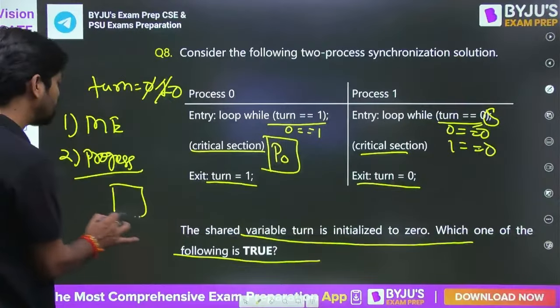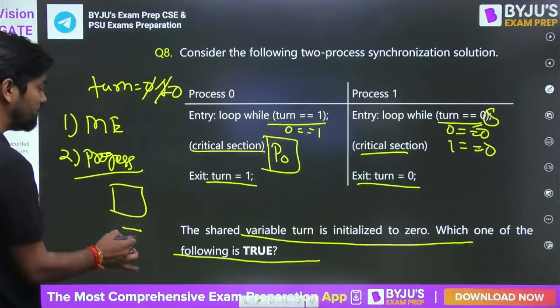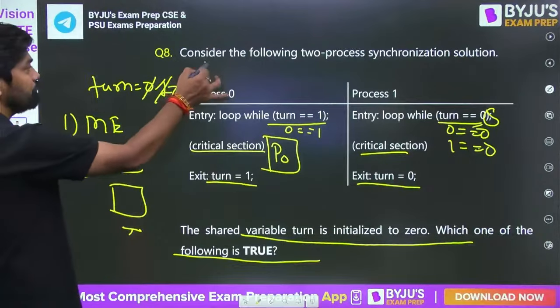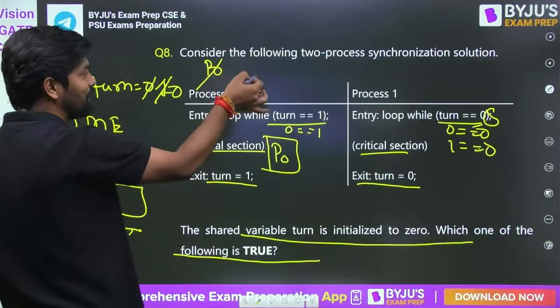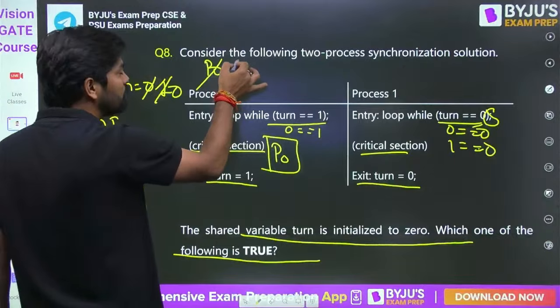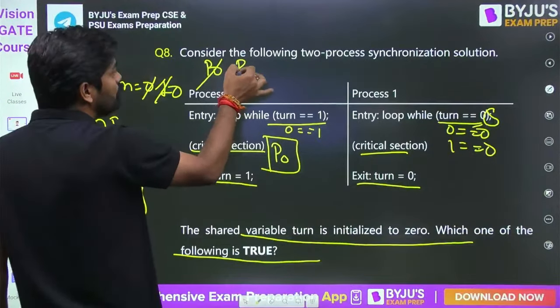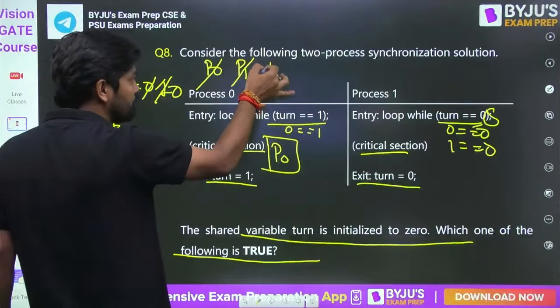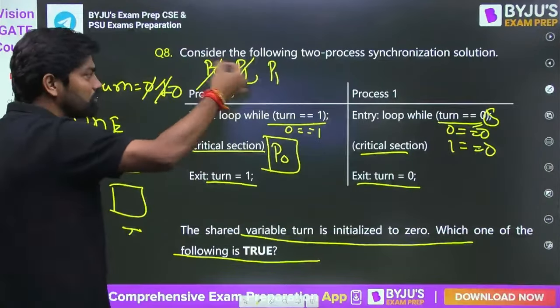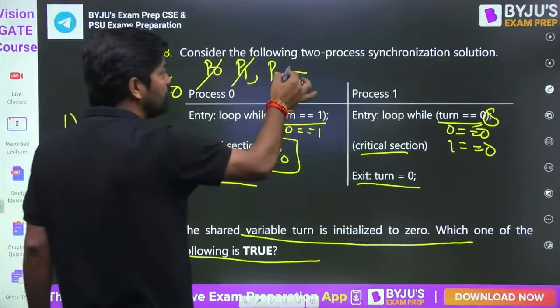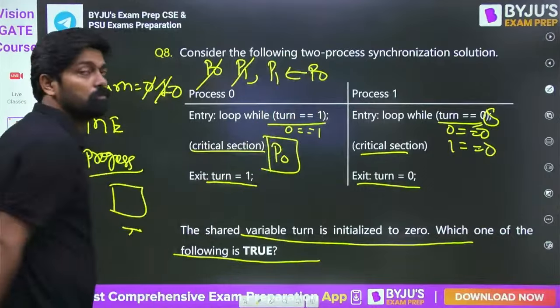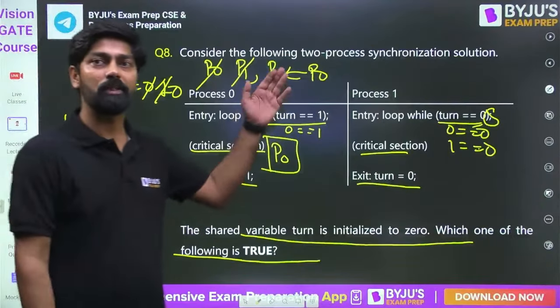Let's suppose P0 आया, फिर P0 CS से बाहर निकल गया. Let's suppose फिर P1 आया, फिर P1 CS से बाहर निकल गया. Let's suppose P1 वापस से आना चाहता है. P1 wants to come again into the critical section. But who is waiting? Waiting is P0, जो कि non-interested है.